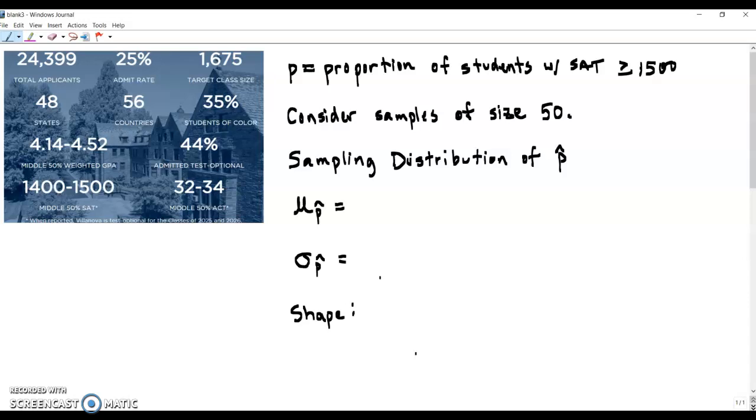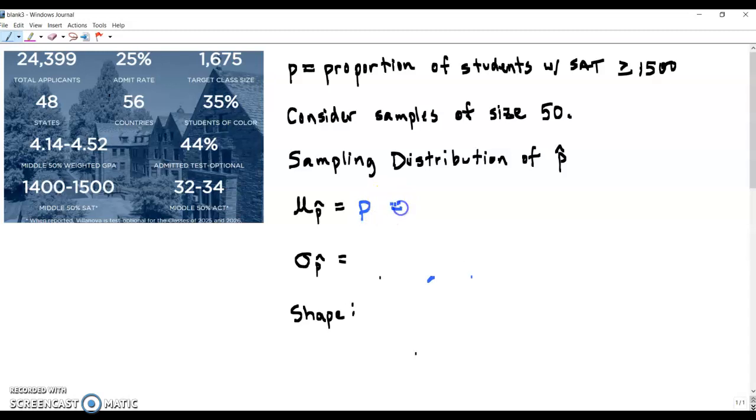So I want to describe the sampling distribution: shape, center, spread. And I won't go in that order. The center, so the mean of the sampling distribution, mu sub p hat, is always going to equal the population proportion, because p hat is an unbiased estimator. So it's going to be equal to p.